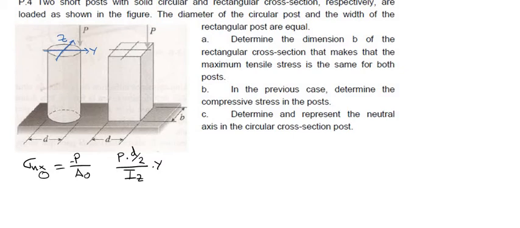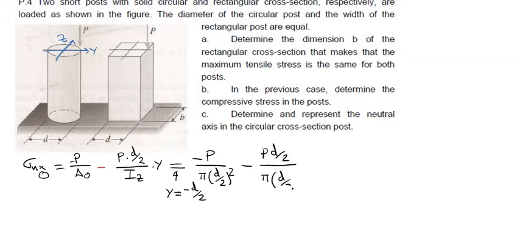We change it and we leave a minus here. Okay, so this is gonna be equal, in y equal to minus D divided by 2, to minus P divided by pi D divided by 2 squared, minus P D divided by 2, divided by pi D divided by 2 to the 4th power times 1 divided by 4, and multiplied by minus D divided by 2.